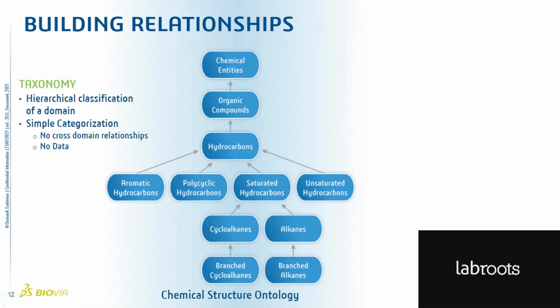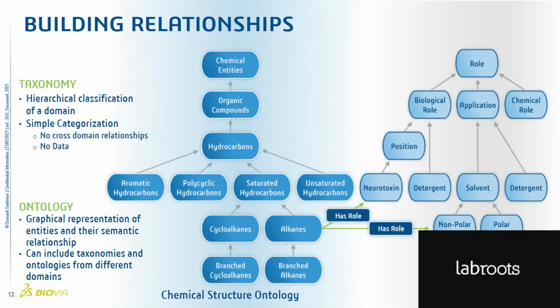Typically, we work with about 10 columns, which is a standard classical hierarchy classification of data. And this is a simple categorization, so there's no cross-domain relationships and etc. You could think of classifying chemical entities, and there you might have organic compounds and inorganic compounds. And underneath organic compounds, you have hydrocarbons, which are then divided into different categories, and so on and so forth, until you get down to an actual structure or entity.